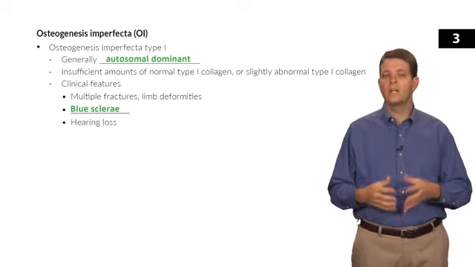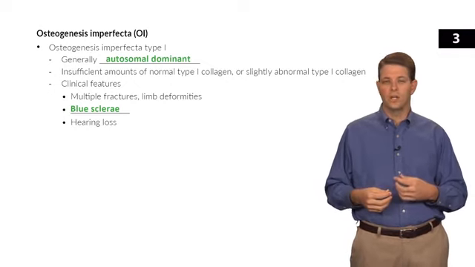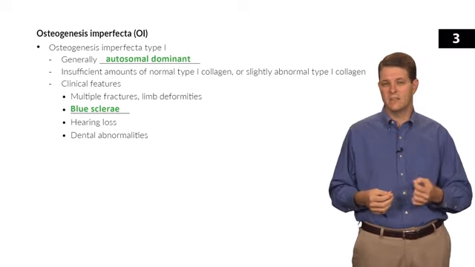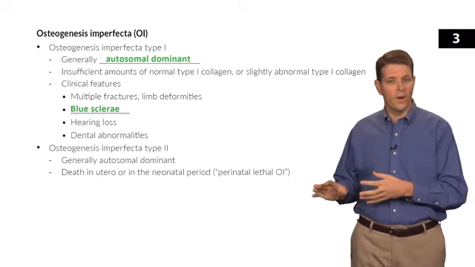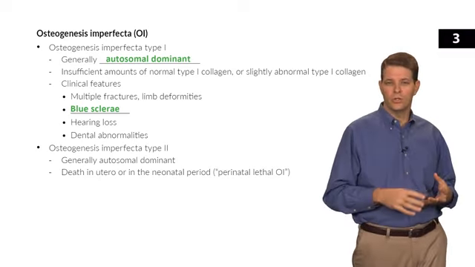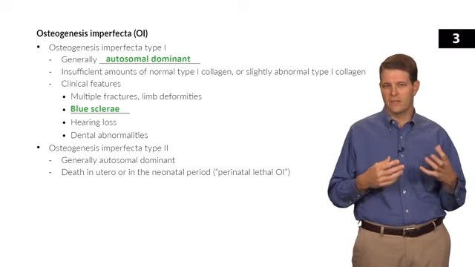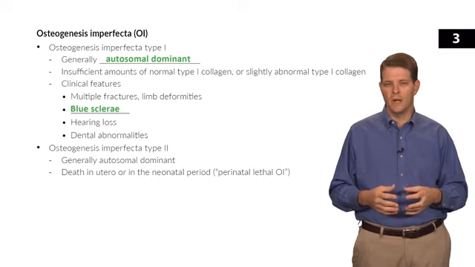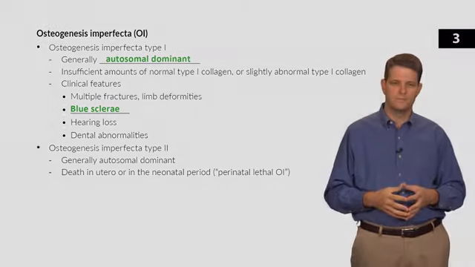You might also look for hearing loss because the ossicles of the middle ear can be affected. And you can also look for dental abnormalities because that type 1 collagen is found in the dentin of the teeth as well. Then on the other end of the OI spectrum is OI type 2, which is so severe that these kids die in utero or maybe within the first couple of days after birth. It's sometimes called perinatal lethal OI. So type 1 is much milder than type 2 by comparison.